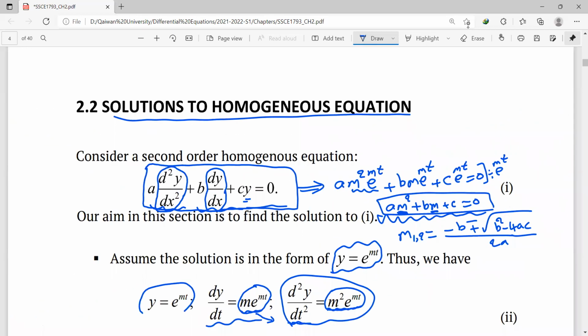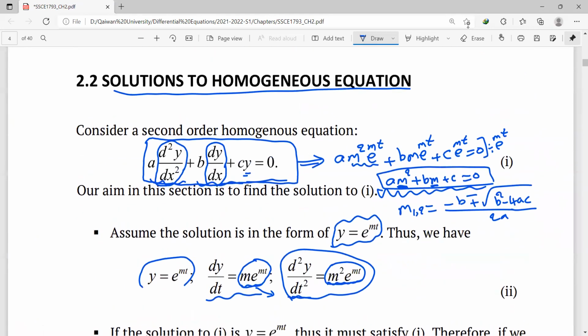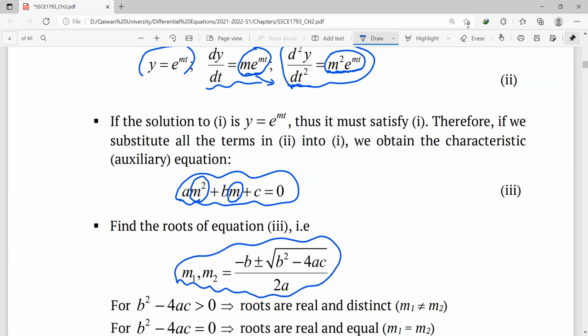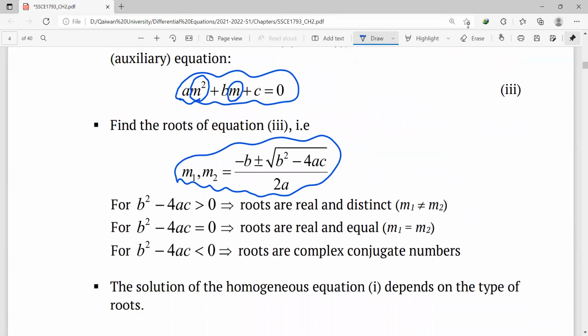Then we obtain the solution. As you see here, we obtain a m squared plus b m plus c equals 0. This is d squared y by dx squared, this is dy by dx, and y is 1. Okay, as you have nothing here, it means y is 1. Then we are going to find m1 and m2. After finding m1 and m2, we look at b squared minus 4ac. From b squared minus 4ac, we can decide the type of solution.